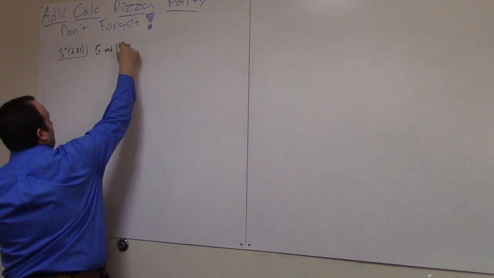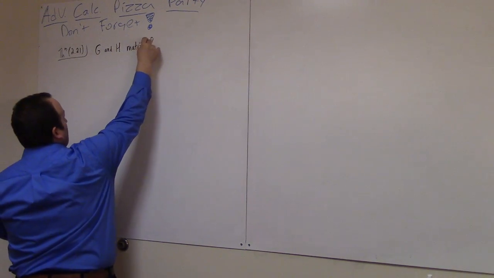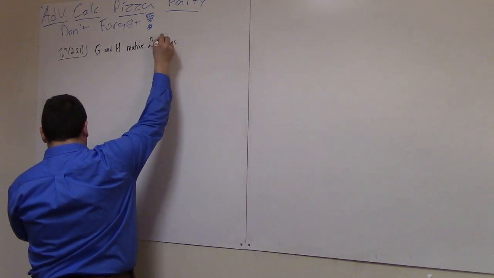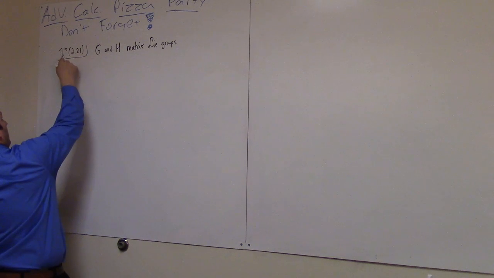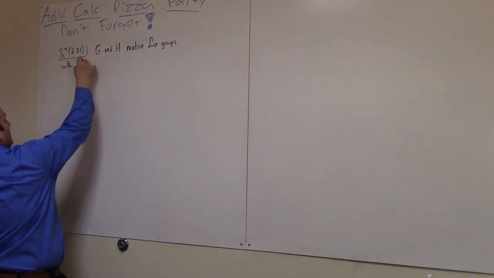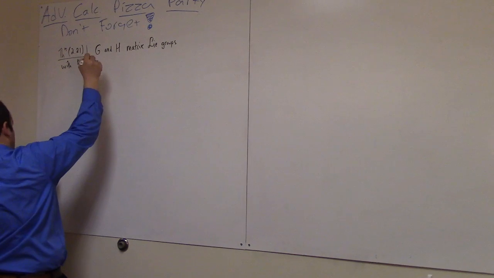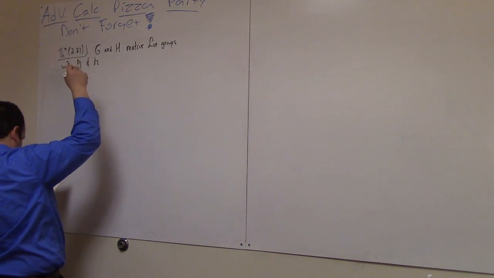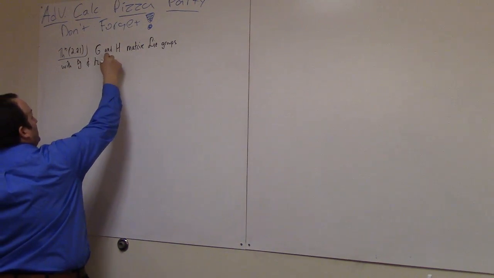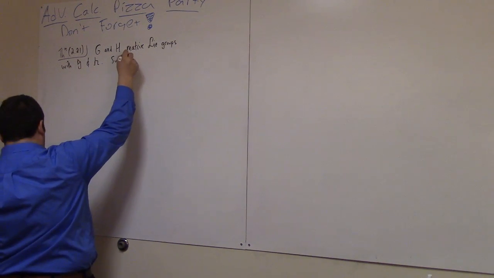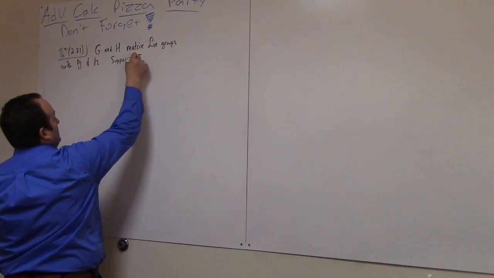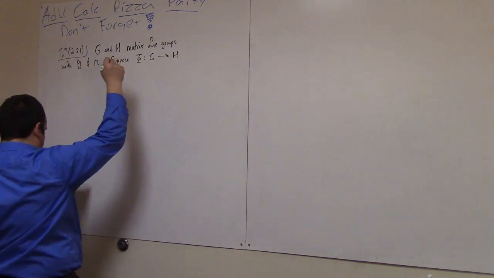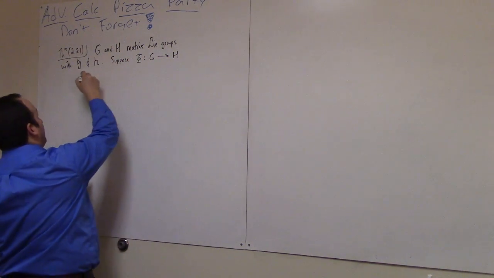and H, matrix Lie groups with Lie algebras 𝔤 and 𝔥 respectively. Suppose you have capital Φ, which is a mapping from G to H. What kind of mapping? A Lie group homomorphism.